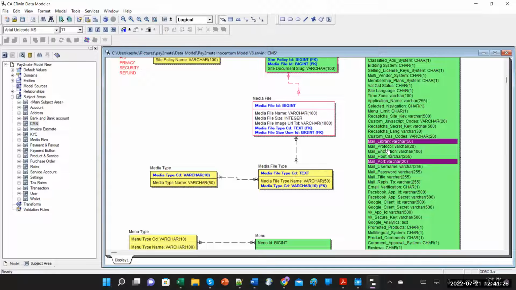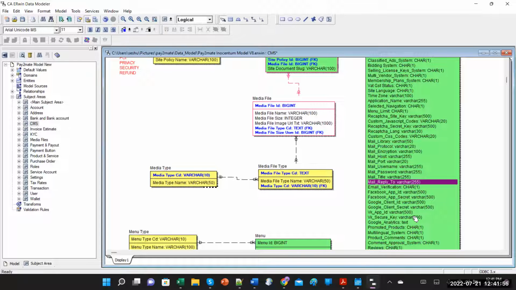And also when we are sending mail out, all the mail protocol, the mail host information, for example, mail.pay2mate.com. And the mail port, mail username, which user address we have to use, what password we have to use to send the mail out, etc. Mail title will be whatever the communication from Pay2mate is. That's what it says.